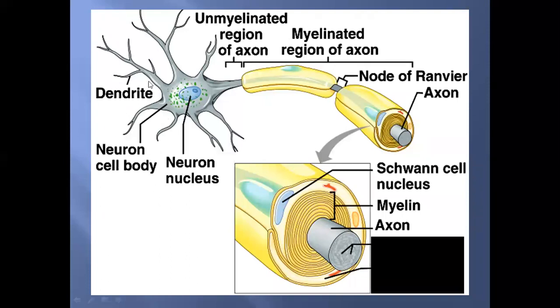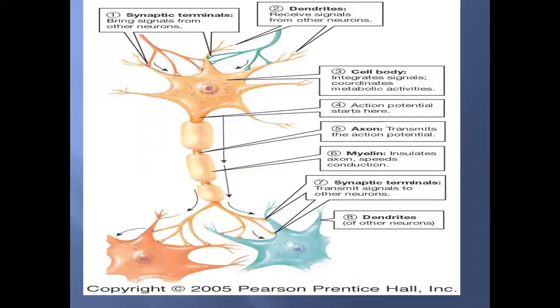This is the neuron: dendrites, the cell body, and the nucleus of the neuron. You can see here the synaptic terminals of another neuron. It brings the signals from another neuron. Here you can see the dendrites. They receive the signals from the synaptic terminals of other neurons. Here is the cell body.